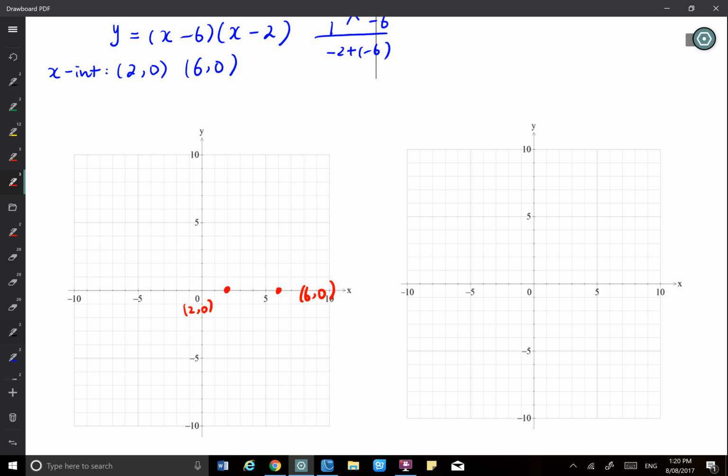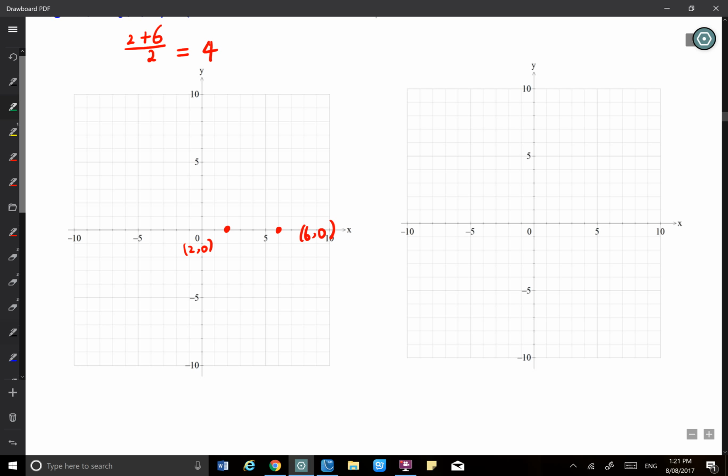As we know, there's a line of symmetry. Where is that line of symmetry? It's at 4. How do we calculate that? Average the two points. It must exist in the middle of those two points, because these two points have the same height. So if we average them, 6 plus 2 over 2 is 4. So the line of symmetry must be here.